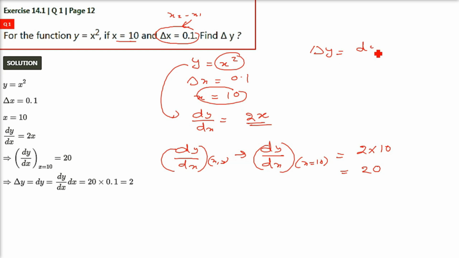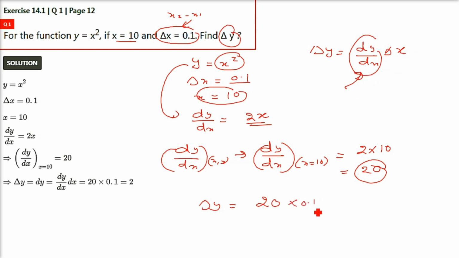And we know the procedure: delta y will be equal to dy by dx into delta x. Now we have the value of dy by dx and the value of delta x. Just put them in to find the corresponding change in y, which is delta y. So delta y is going to be dy by dx, which was 20, into delta x, which is given in the question as 0.1. So this is going to be 2. This is how, if the change in x is given, the change in y can be found using the function and our differentials. This is errors and approximation.